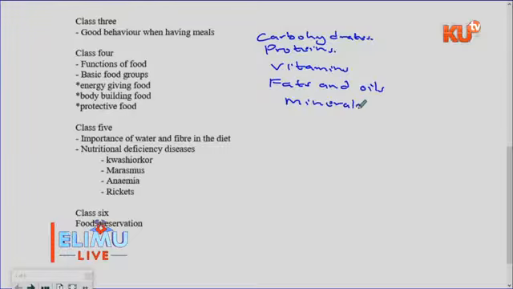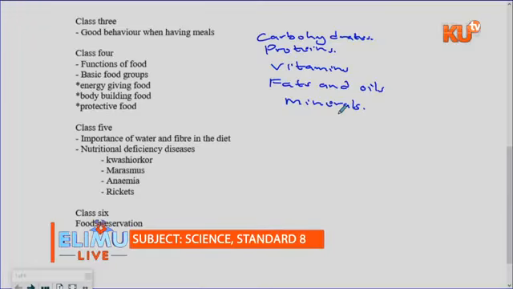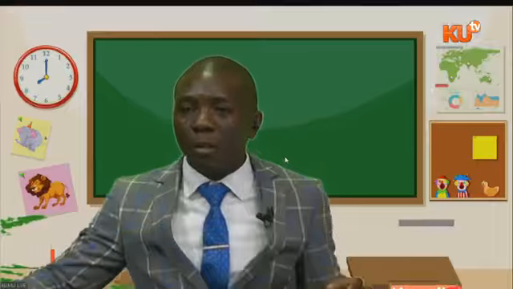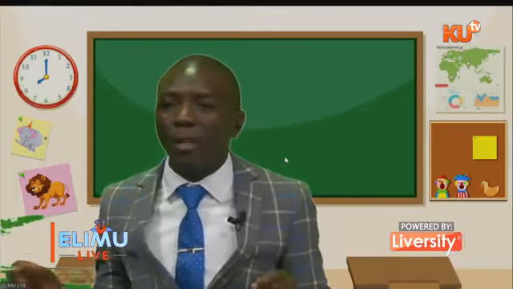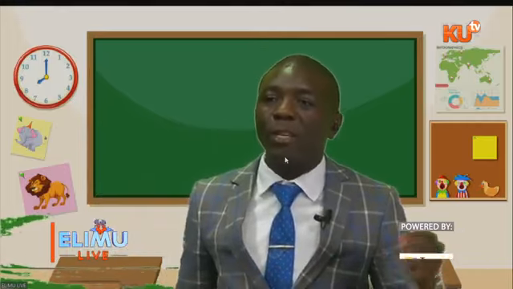So many learners are confused about the basic food groups and the nutrients that we find in these 3 basic food groups. Under energy-giving food, carbohydrates and fats and oils are the main sources of energy. When we come to bodybuilding food, proteins are the main source. When we come to protective food, vitamins are the ones that protect us from sickness. That's why we say vitamins are also known as protective food.